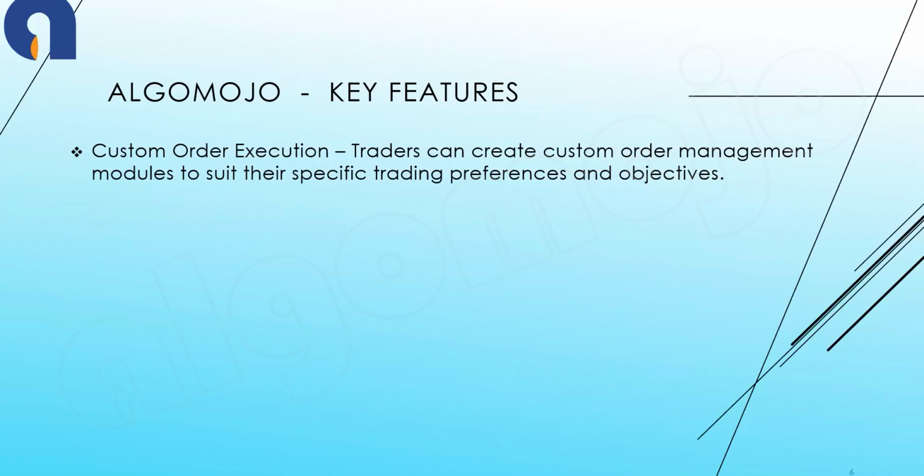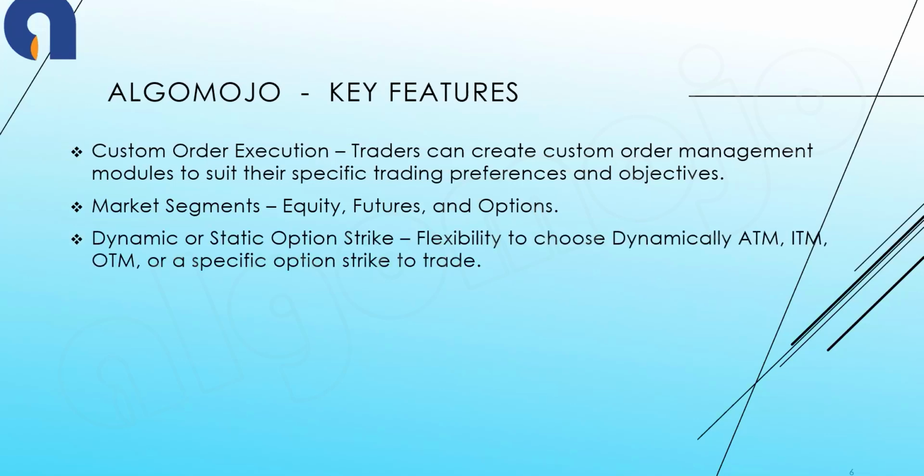After that, you need not worry about changing any of the parameters. It can run continuously for you day in, day out. The segments that the platform provides you to trade are equities, futures, and options. In options, you have the flexibility to choose either a static option that you want to trade for the day, or you can dynamically choose the ATM, ITM, and OTM strikes based on the spot price which is currently running.